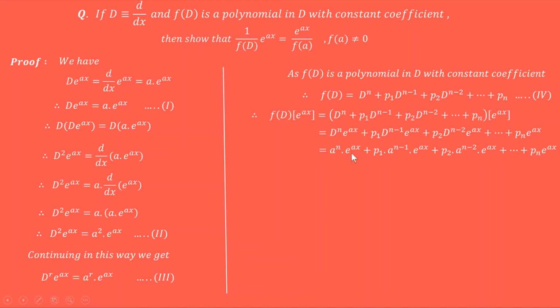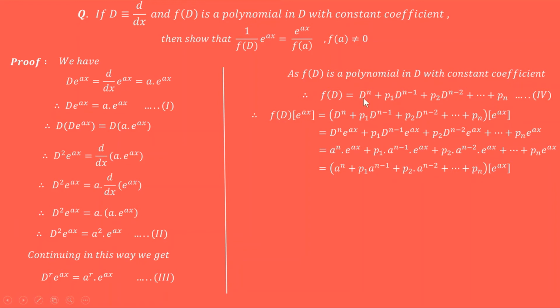Now observe that each and every term contains e raised to ax. So take e raised to ax as common, and so this is equal to a raised to n plus p1 a raised to n minus 1 plus p2 a raised to n minus 2 plus dash dash dash pn, and that e raised to ax outside. Now observe this round bracket.